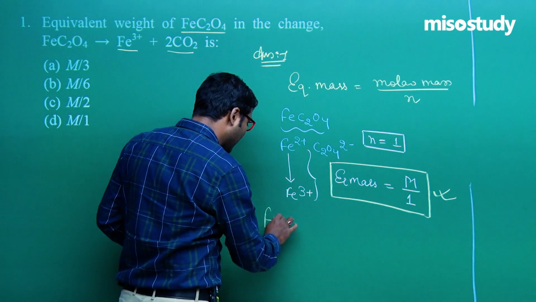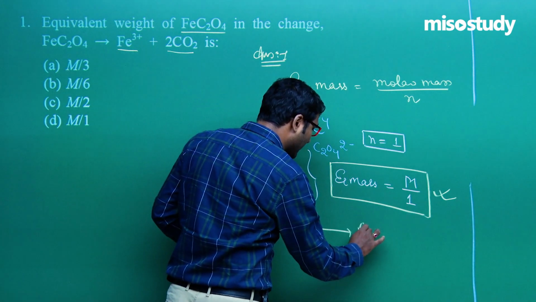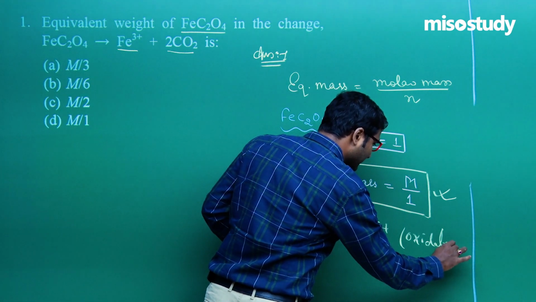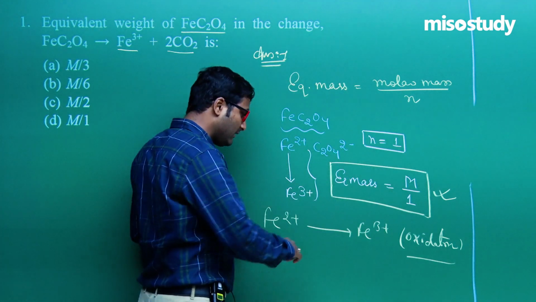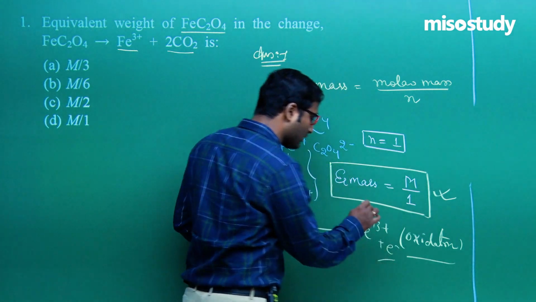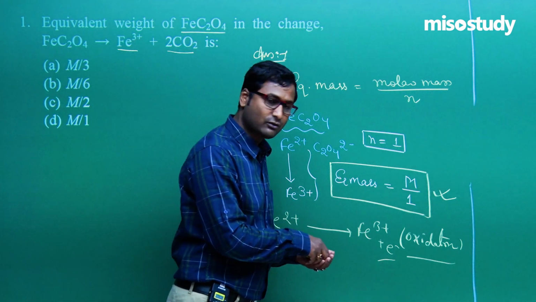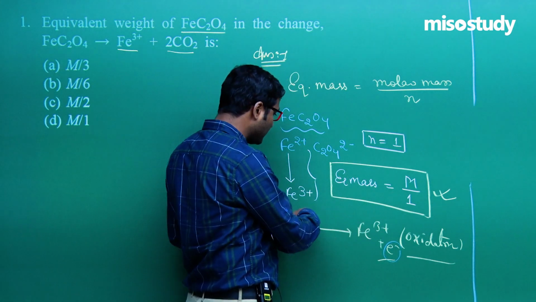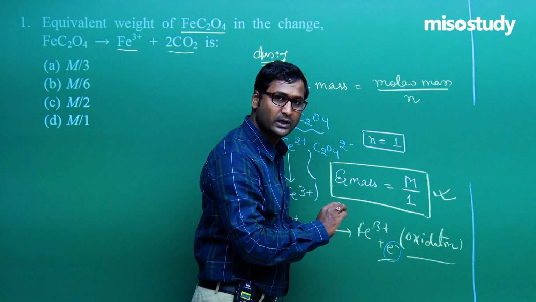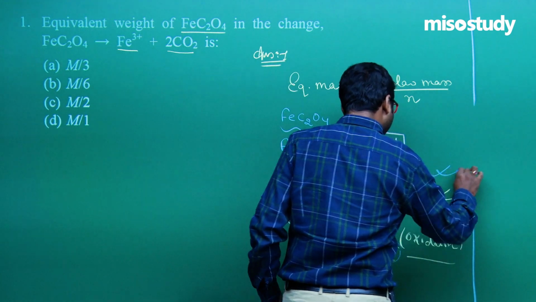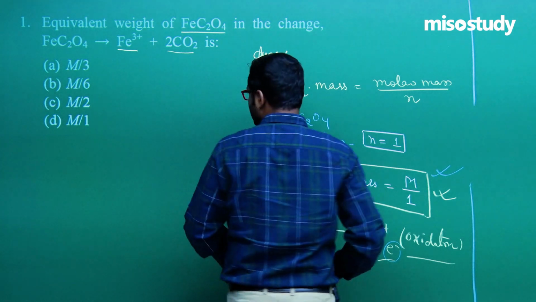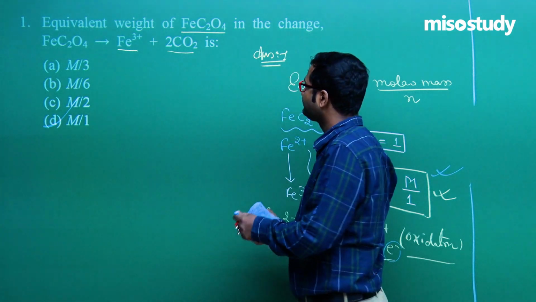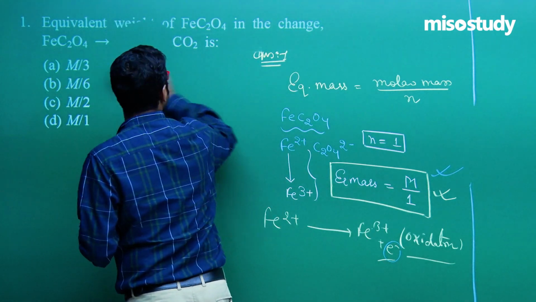What happened here? Fe2+ converts to Fe3+. That is pure oxidation, because here there is an increment in oxidation state. If there is oxidation, then definitely there is a loss of electron. In terms of electrons lost or gained, only one electron is lost. Again N is equal to 1. In terms of change in oxidation state, again N equals 1. So finally the answer is M upon 1. So check out which option is correct. Sir, the D option is correct. Clear friends? Now I am going to rub this part and we'll discuss the next part.